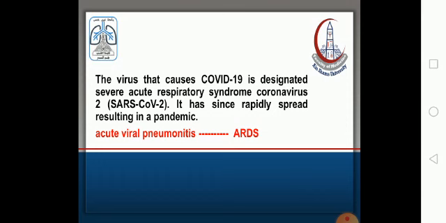As we all know that SARS-CoV-2 is the cause of acute respiratory distress syndrome in what is known nowadays as the COVID-19 virus, which is resulting in the pandemic we are in. It causes acute viral pneumonitis, which results in acute respiratory distress syndrome, which is the main cause of the need for mechanical ventilation in COVID-19 patients.